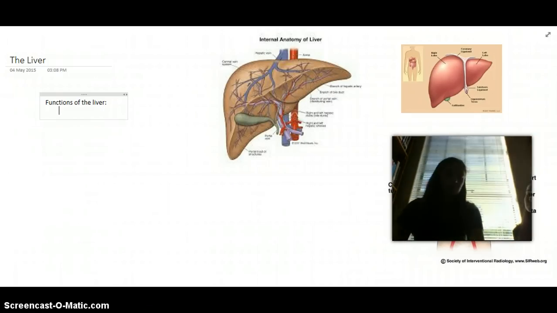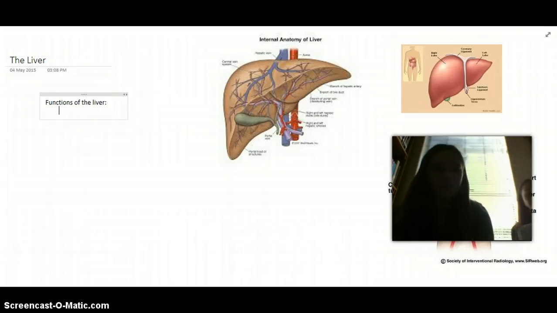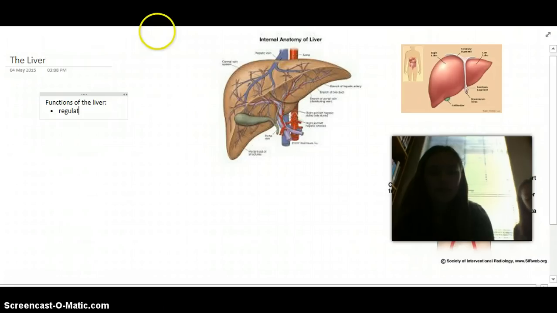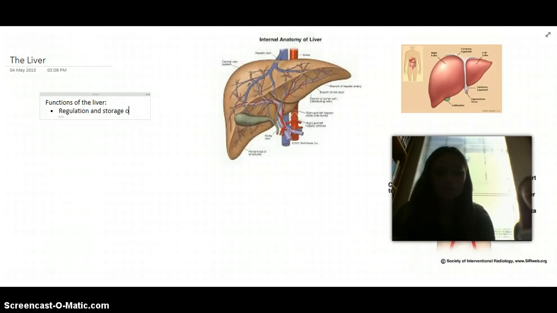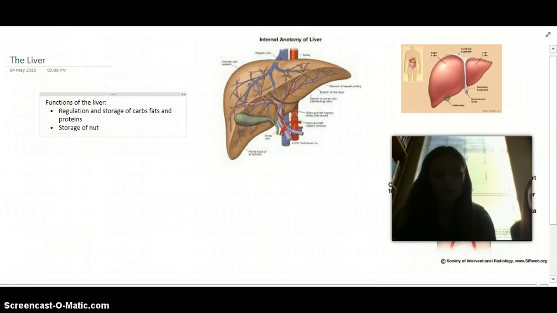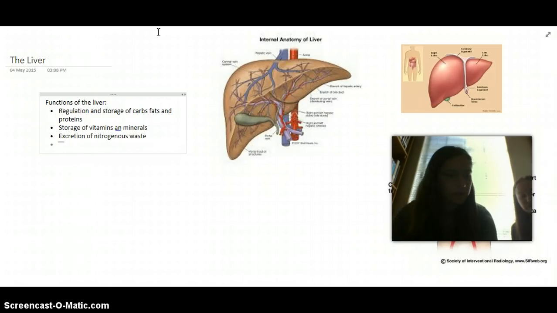Okay, so the liver actually has over 500 functions, which can be summarized in 10. So firstly, regulation and storage of carbs, fats, and proteins is one of the main ones. Storage of vitamins and minerals, excretion of nitrogenous waste, synthesis of cholesterol, synthesis of plasma proteins, and detoxification, as well as inactivation of hormones, thermoregulation, breakdown of hemoglobin, and bile production. So these 10 are obviously the major ones, which have been summarized.